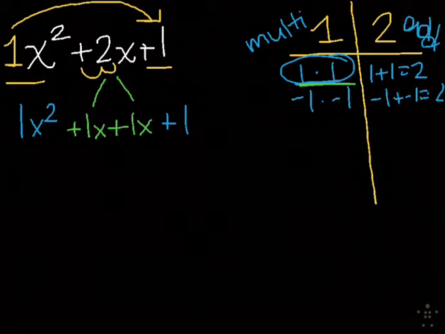So now all you're going to do is group. And when I say group, I literally mean I'm going to group together. I'm grouping this first part together, and I'm grouping the second part together. So I group the first one, and I group the second one. So now we do GCF. We group, then look for GCF.